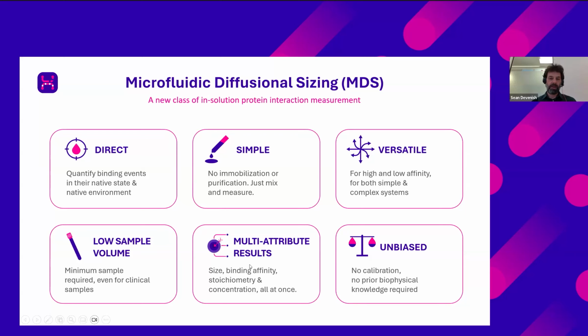Very powerful due to these multi-attribute results, as seen in those last few slides, really looking at size, binding affinity, stoichiometry, and concentration. And finally, it's unbiased, so there's no need for calibration. And as I mentioned previously, you don't really need to know anything about biophysics in order to be able to use this biophysical technology.